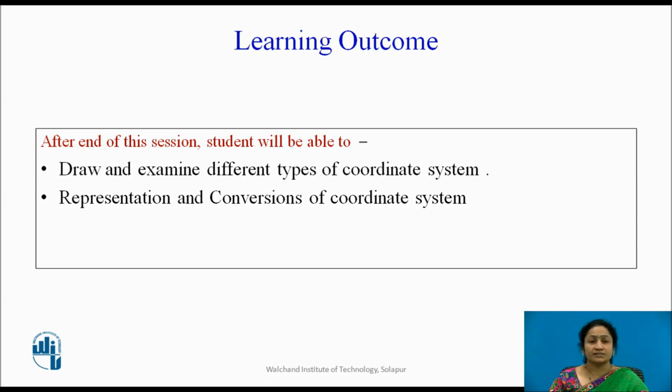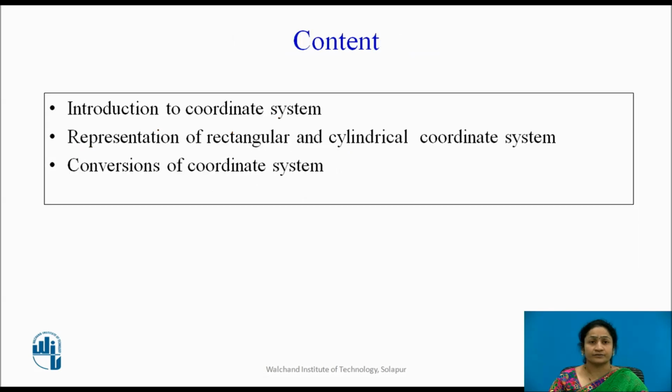Learning outcomes. At the end of this session, students are able to draw and explain different types of coordinate system. Students are able to represent different coordinate systems and convert them. They can convert rectangular coordinates into cylindrical and cylindrical coordinates into rectangular. The contents we will cover in this lecture are introduction to the coordinate system, representation of rectangular and cylindrical coordinate systems, and conversion of coordinate systems.